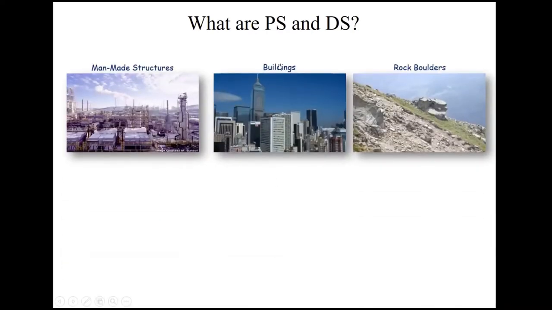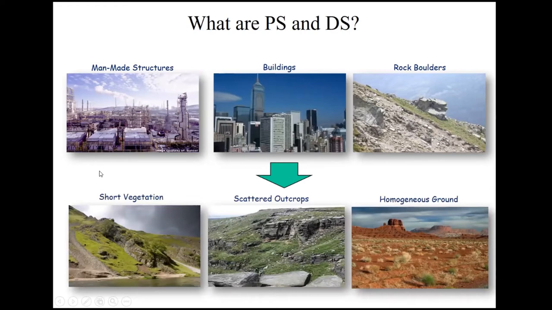In real life, you can see the PS is related to something very stable as a function of time, something made by humans, like a building, or even in nature, a very stable scenario like rock. Recently, people also take into account not only the PS and the DS inside the InSAR processing by just considering non-vegetation. Vegetation like forest is crazy. There's no way to handle forest in time series InSAR processing. We just focus on soft vegetation or even some homogeneous ground.